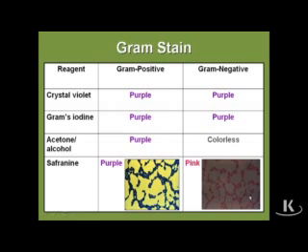Now, the reason you need to know the colors and not necessarily all of the different steps is that maybe they will say, we did a Gram stain of the sputum and we isolated purple cocci. So purple cocci means you have to know that that translates into the fact that it would be a Gram-positive cocci. So a good idea to know the colors.